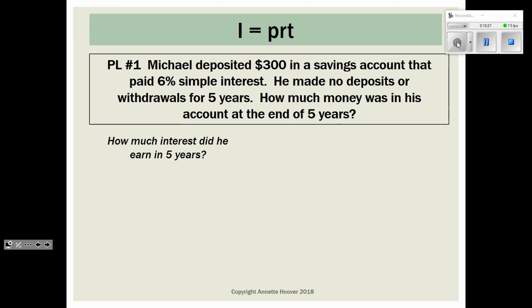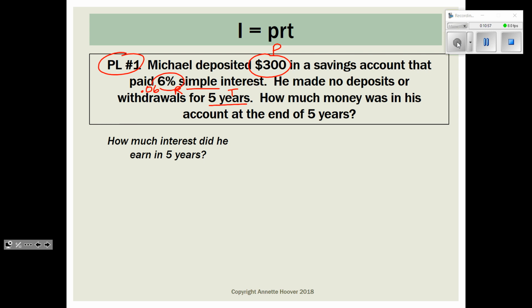Now, if you're working on Punchline, this could be the first problem on your page. I'm going to do it with you. Michael deposited $300 in a savings account. So this was the principal. This is how much he deposited. 6% simple interest. So here's the rate. When you convert that to a decimal, it would be 6 hundredths. He made no deposits or withdrawals for 5 years. So there's your time. We have our P, we have our R, and our T.